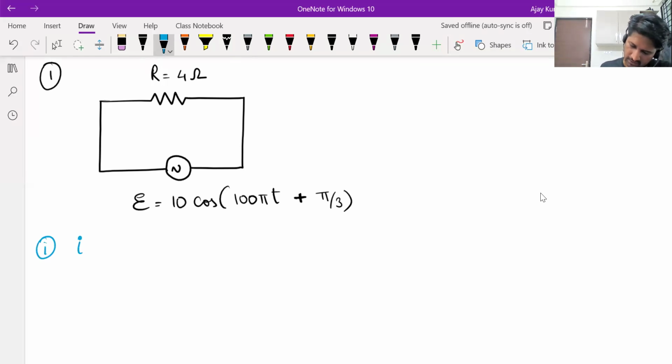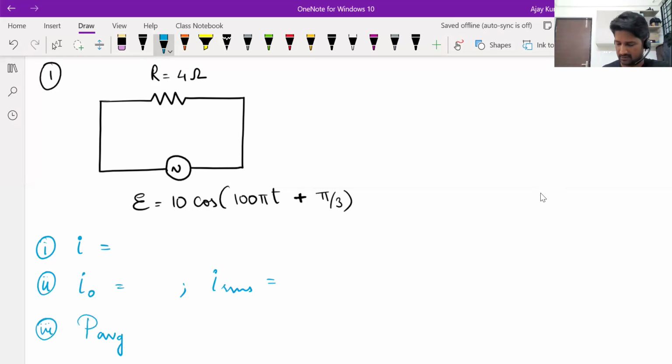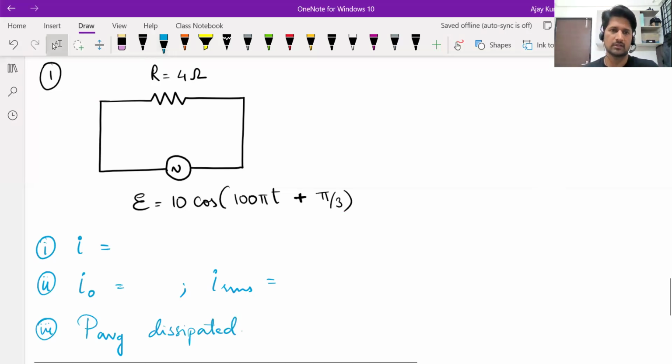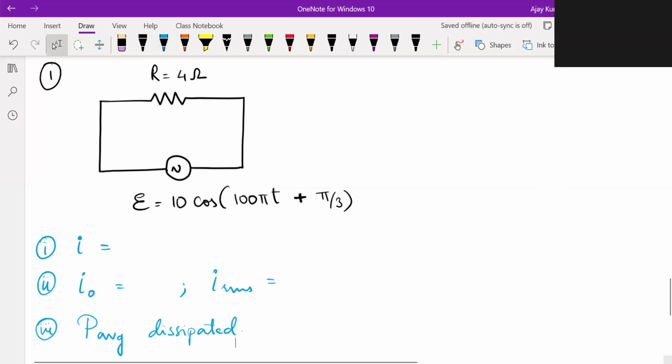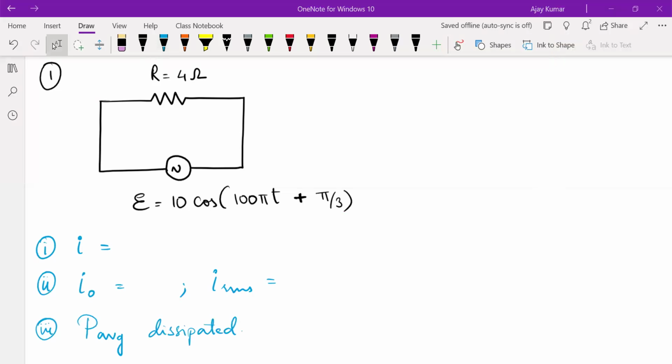First, write the current equation. Calculate peak current and RMS current. Then calculate the average power dissipated by the resistor. Solve this quickly. I'll give you 2 minutes.